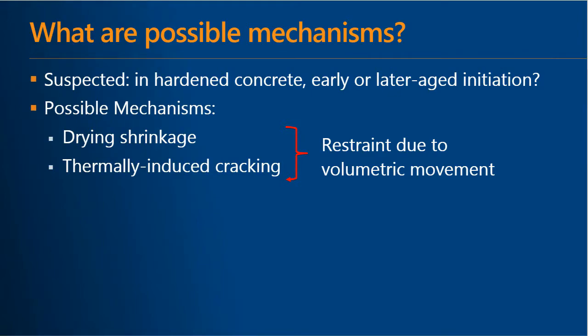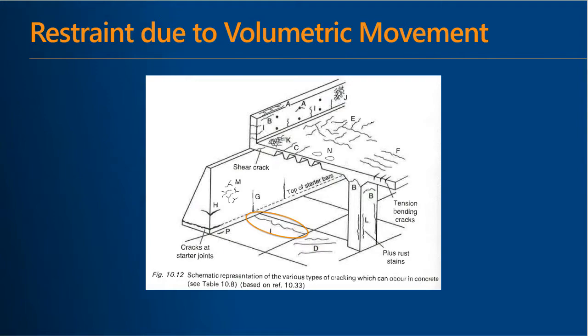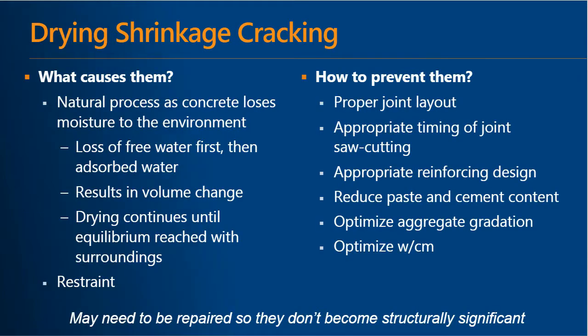So here I'm going to be grouping these two types of cracking, drying shrinkage cracking and thermally induced cracking, into what we like to call cracking due to restraint from global volumetric movement. And here on Neville's image, again, we're highlighting deterioration mechanism I, which correlates to the drying shrinkage crack pattern. But as I'll continue to explain, I'm going to more broadly characterize these types of cracks as due to restraint from global volume changes, which can include multiple mechanisms for the global volume change of the concrete. So let's take a look at these two types of cracking separately before we group them together.